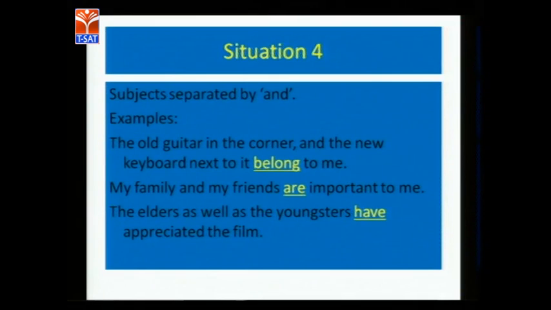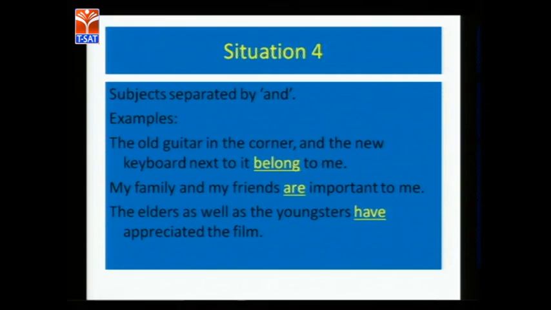Subjects separated by and. So we all know that what kind of word is and? And is a conjunction. That's right. And is a conjunction. So what is the function of a conjunction? It has to bring either two parts of a sentence together or two sentences together and make it one long sentence. So basically it's a joining word, and that is why it is called a conjunction. Now in a sentence, if there are two subjects, and they are separated by and, then that is when again we get confused. So let's look at a sentence now.